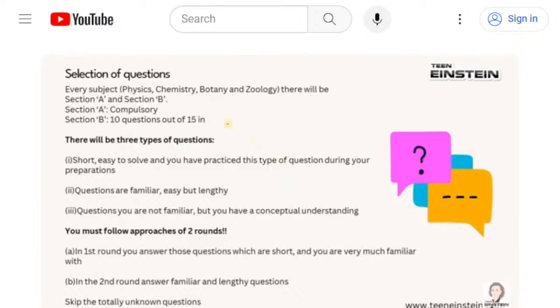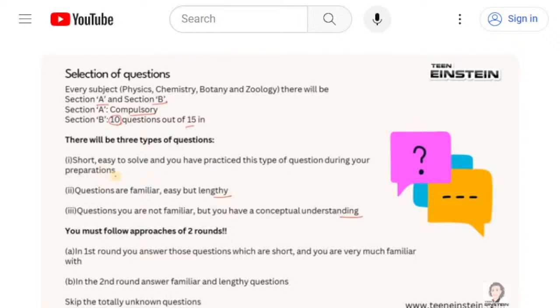Okay, now while answering, selection of questions is another important factor. You know, in each subject there will be section A and section B. You have to answer all the questions in section A, and in section B you have to answer 10 questions out of 15. In the question paper there could be 3 types of questions. What are those? The first type may be short, easy to solve, and you have practiced this type of question many times during your preparation. The second type may be familiar and easy to solve, but lengthy. You have to do a little more calculation. And the third type may not be familiar, but you have conceptual understanding. If you get time, you can try to solve them.